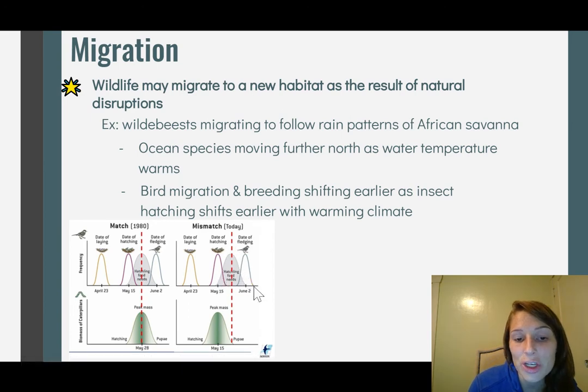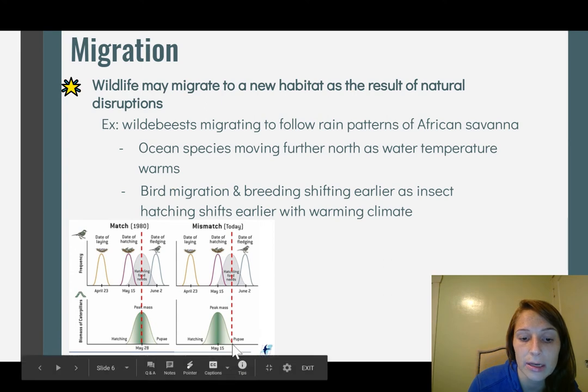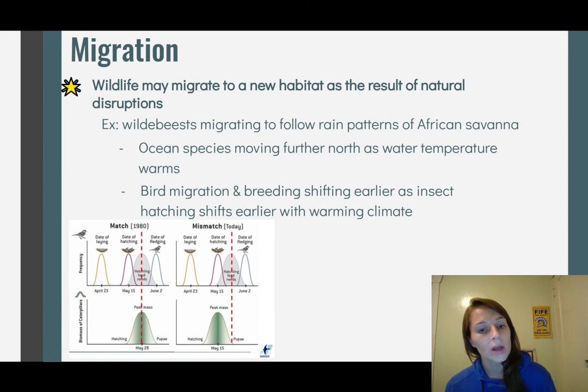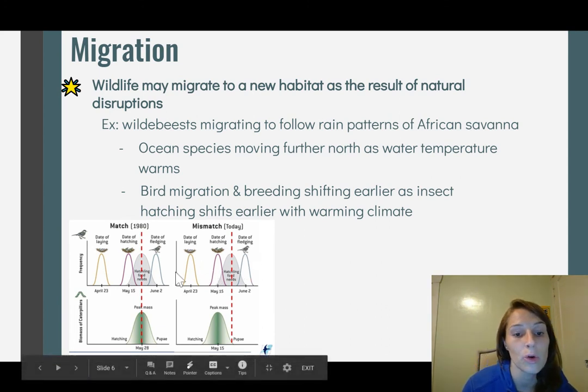So when they're actually having growing babies that are getting bigger, when they need the most food, that is going to be at the tail end of the caterpillars, which means there's way less food, which means babies can die because they're starving because their parents can't get enough food. And so in order for them to shift, they are going to have to change their migration.